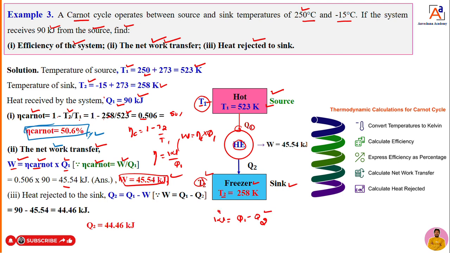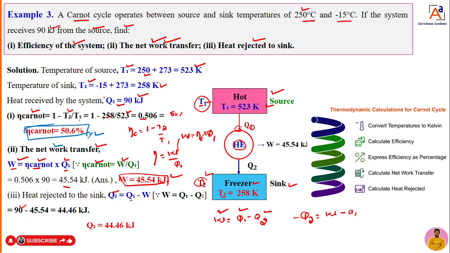But you know the value of work done, that is W. With the help of these two data, I can calculate the third one, that is Q2. So W is equal to Q1 minus Q2. Substitute here now. So what is Q2? The minus sign indicates heat rejected. That we'll see later. Q2 is equal to Q1 minus W.